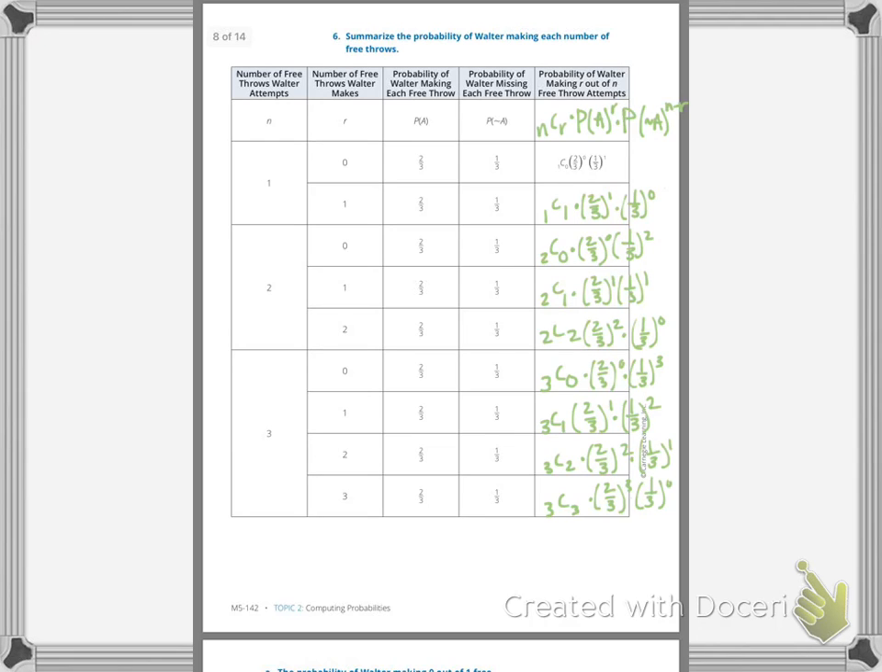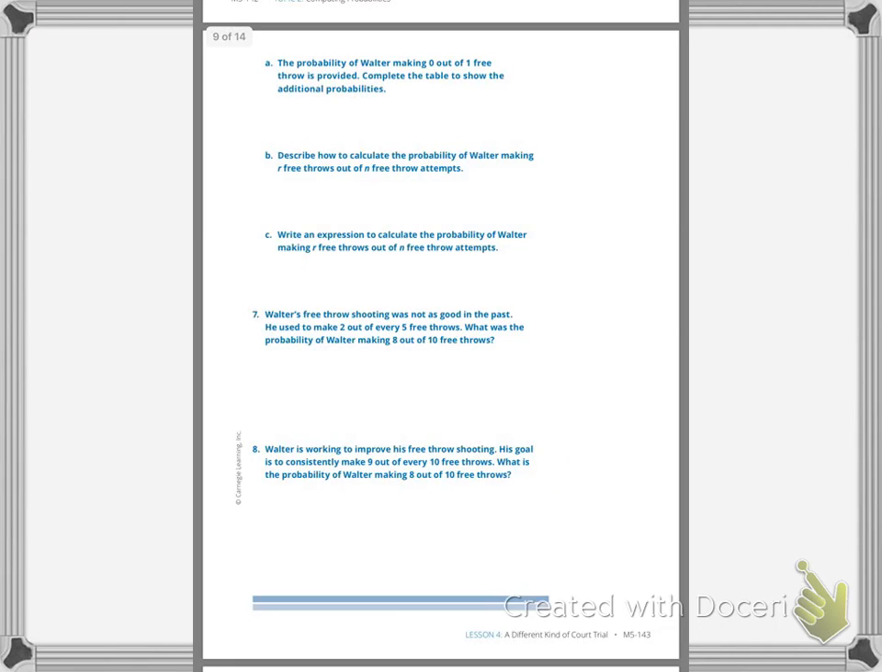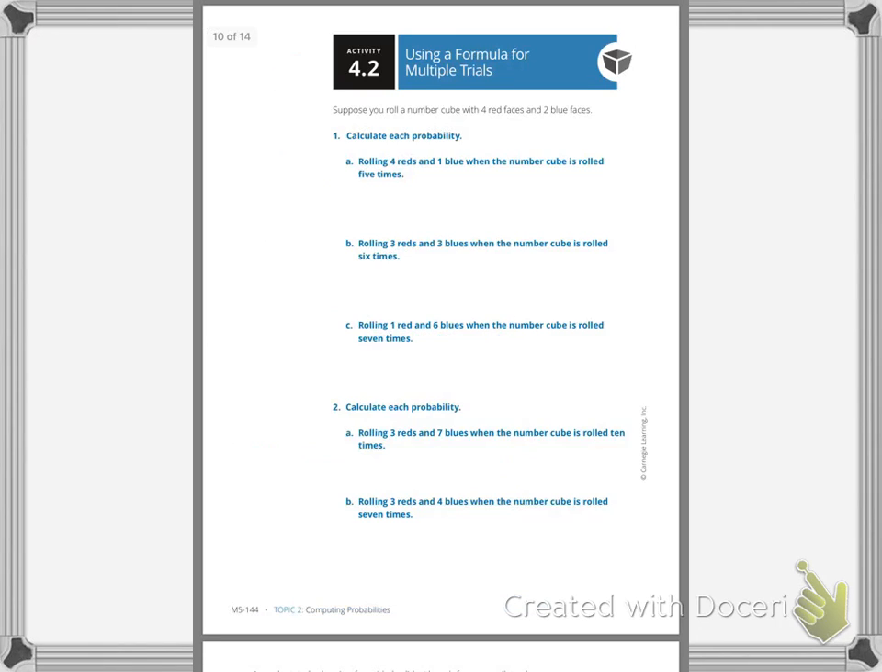Okay, so here are your answers for just the different types of free throws, and then what their probabilities would be. So this goes through that all again. So we're just going to go straight into 4-2. Suppose you roll a number cube with 4 red faces and 2 blue faces.